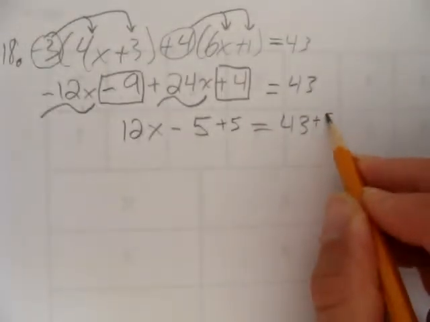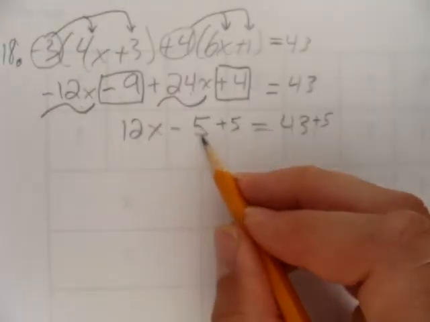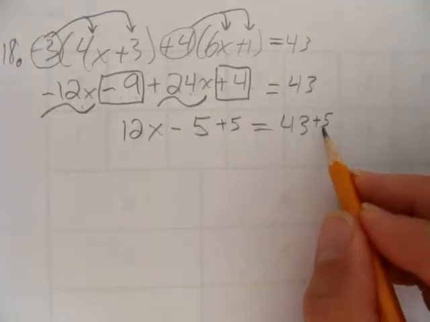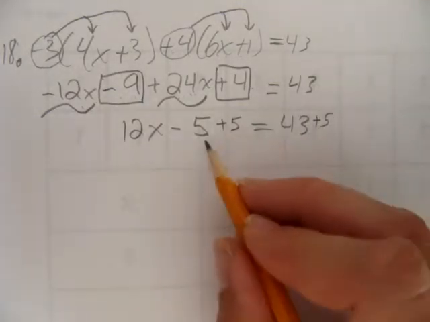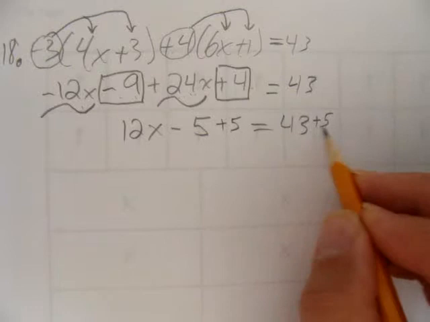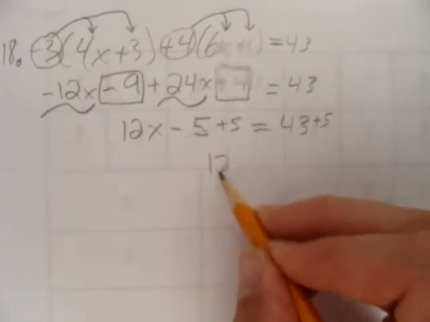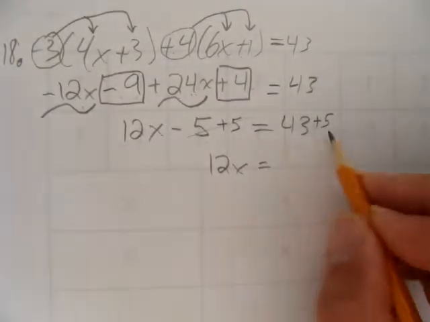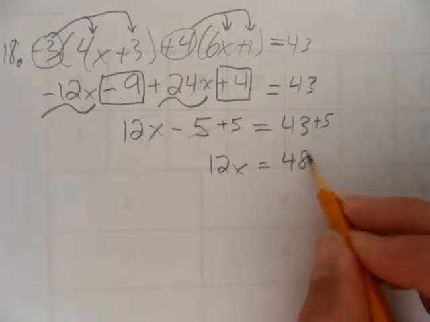And I can do that by doing the opposite of negative 5, plus 5. When I do that, though, I have to do it to both sides. To get rid of minus 5, I add 5 both sides, and it cancels out here, just leaving 12x. 43 plus 5 leaves 48.